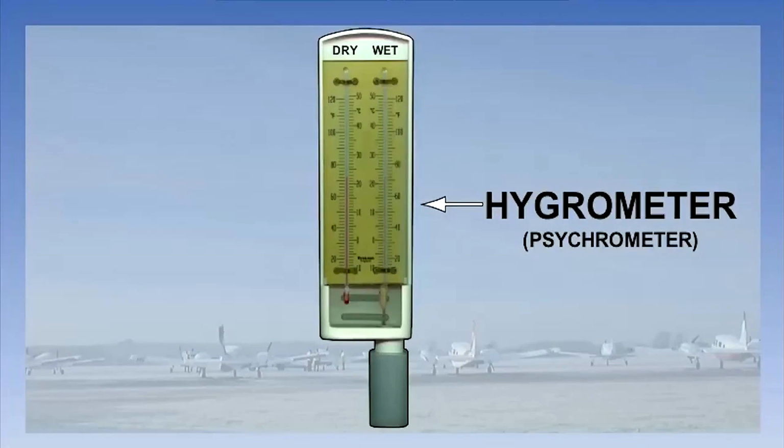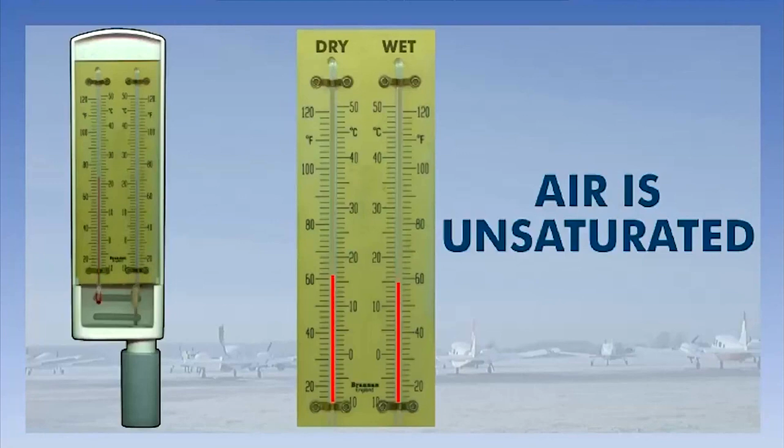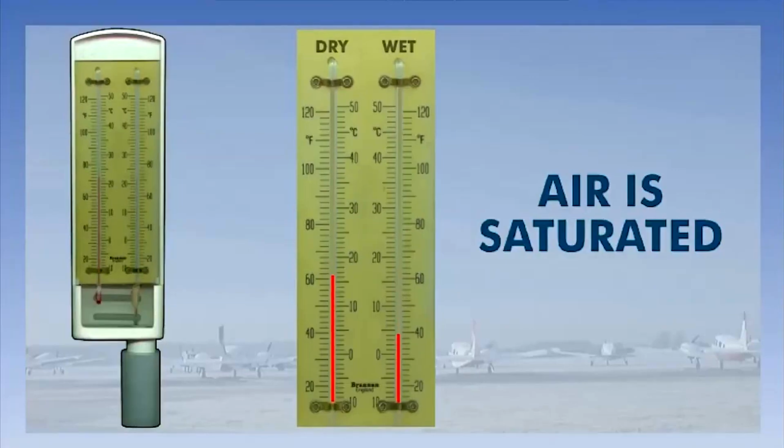We can do this using a hygrometer, also known as a psychrometer. Here we see a diagram of one type, which uses a wet bulb and a dry bulb arrangement. If air is unsaturated, water will evaporate into it from the muslin and latent heat will lower the temperature of the wet bulb. If the air is saturated, no water will evaporate and the two thermometers will read the same.